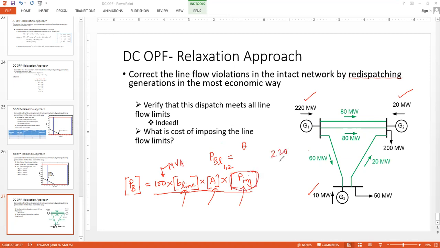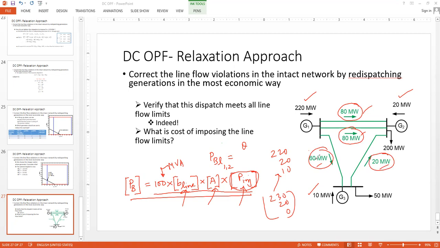Now we have 220, 20, and 10. Previously we had 230, 20, and 0. So once we apply this formula, we get all the values and we check back with the limits of the given problem. And we find that all the limits are now unviolated. All the limits are within their permissible values. So this is a valid DCOPF solution. This is the conclusion.